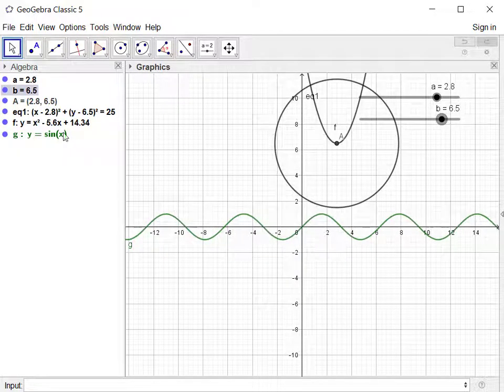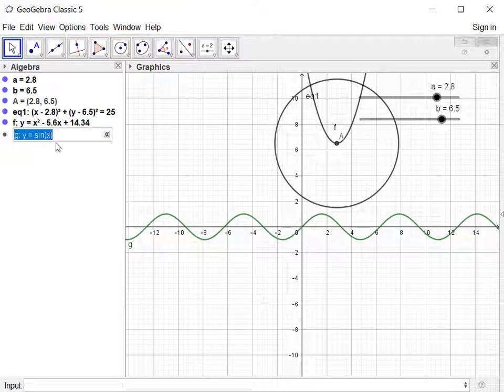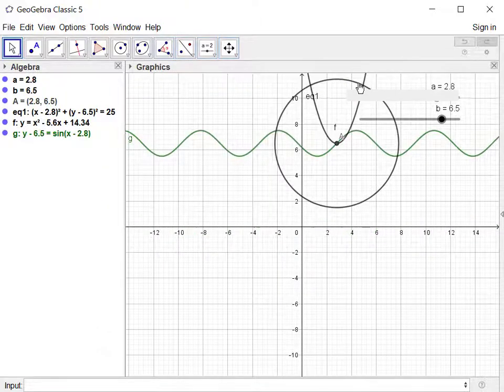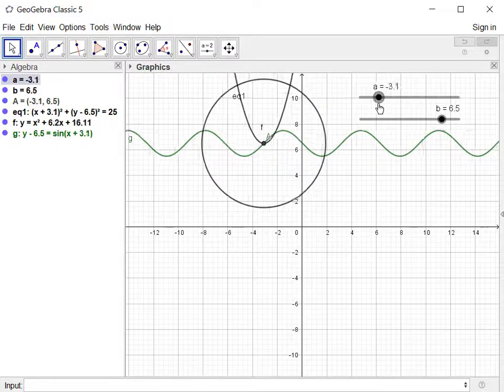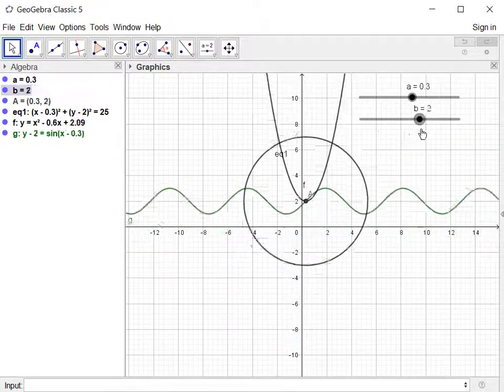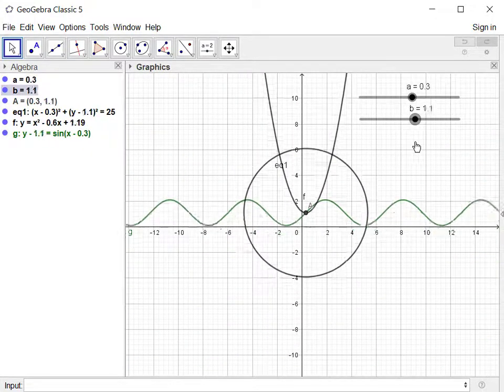All right, let's come to the equation of the curve. In place of x, I'm going to put an x minus a. In place of y, I'm going to put a y minus b. What do you know? It looks like I can move this thing around along with everything else.